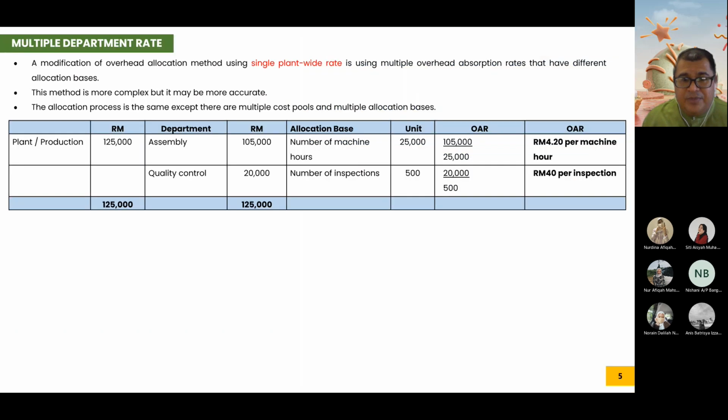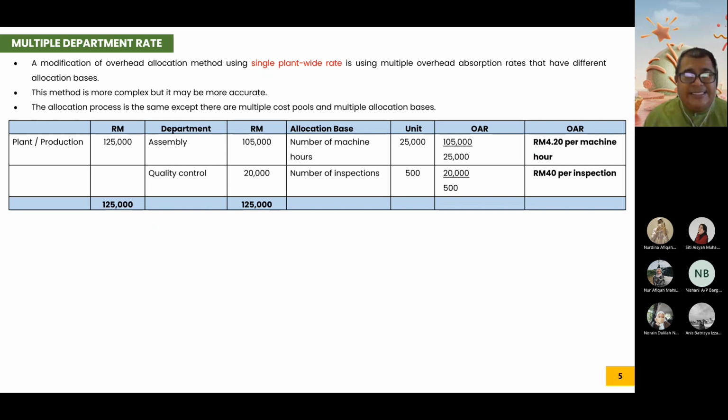But when it comes to ABC, you akan using more than one allocation base dia. Okay. So kita dah modify sikit, dia jadi banyak sikit dia punya base. A modification of overhead allocation method using single plant wide rate is using multiple overhead absorption rates that have different allocation bases. This method is more complex, but it may be more accurate. So ada advantage and ada disadvantage di situ.